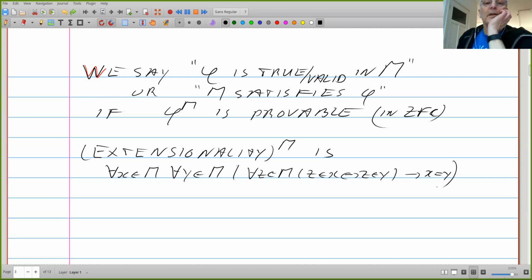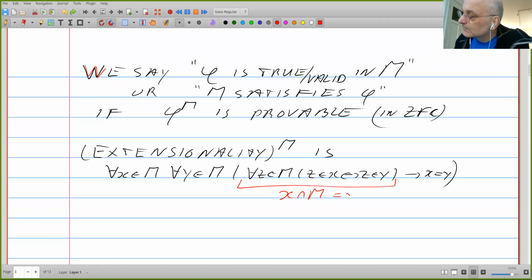Like so. For every X in M, for every Y in M, for every Z in M, Z is an element of X if and only if Z is an element of Y, implies X is equal to Y. We could abbreviate, or write this slightly shorter, like so: for every z in M, z is a member of X if and only if z is a member of Y, means that the intersection of X and M and the intersection of Y and M are the same. Okay, and so here is our first result.